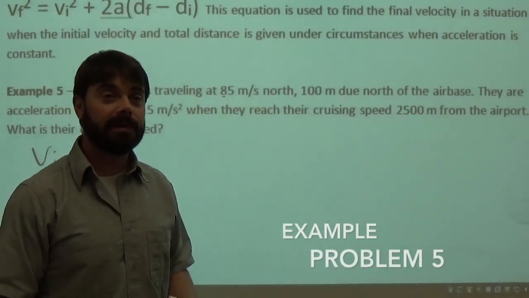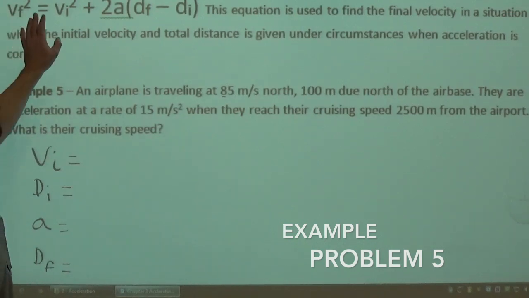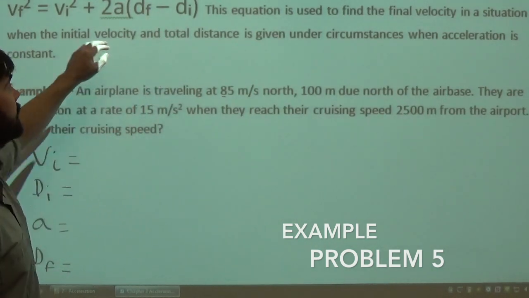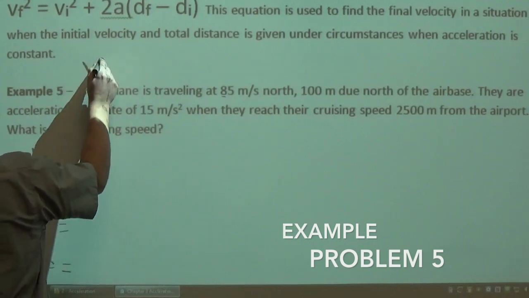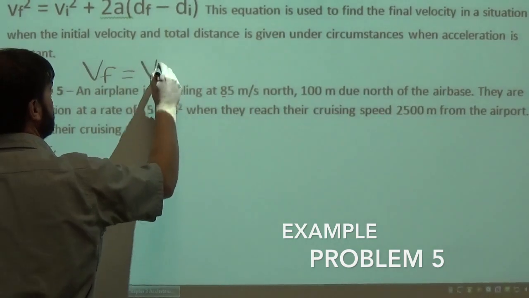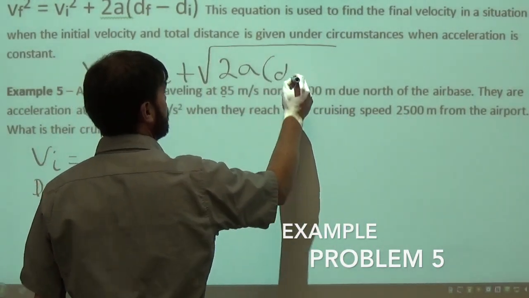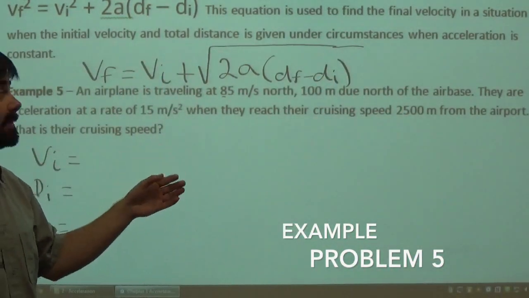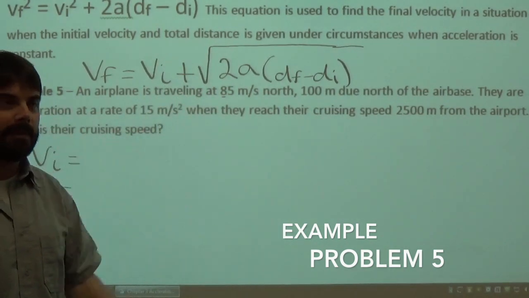For example 5, they're going to give us another equation. So this one's going to be talking about final velocity relative to initial velocity, acceleration, and starting distances. So if you take the square root of both sides, you're going to end up with an equation that looks something like this. Velocity final would be equal to velocity. So following all the same steps, list the variables that they give you, use the appropriate equation, and then solve.